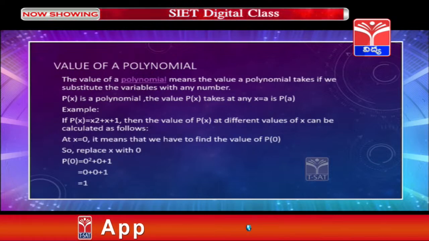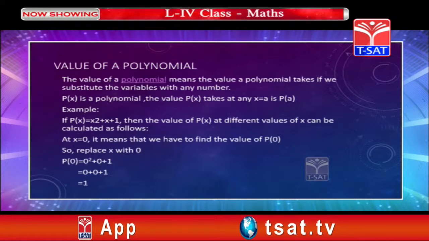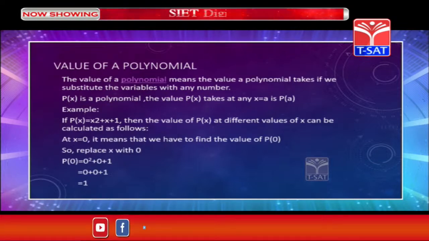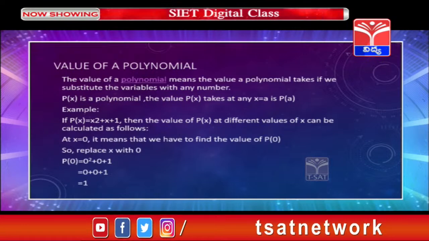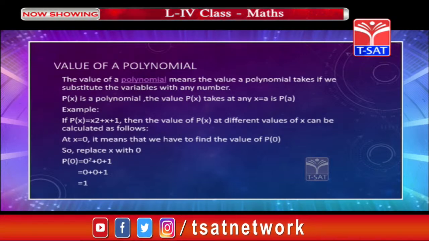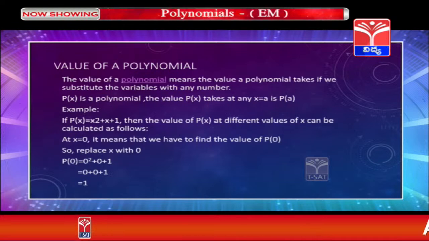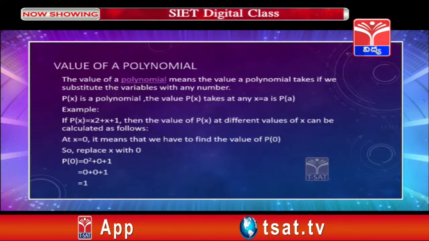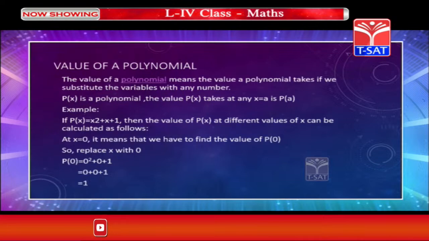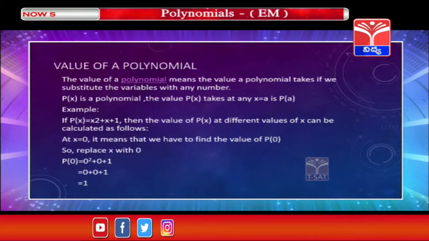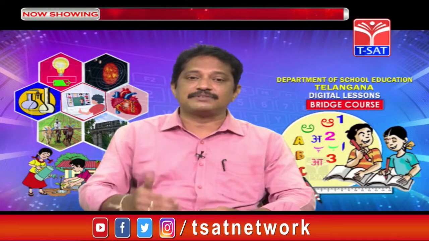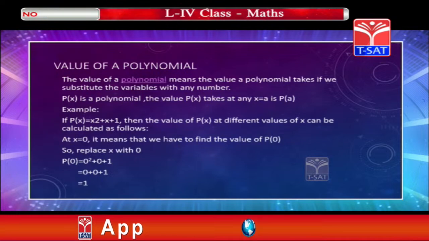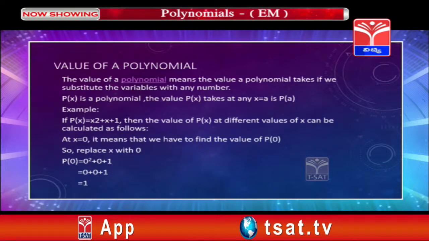So, what is the given expression? X square plus x plus 1. You have to substitute the value 0 in place of x, so x square means 0 square, plus x means plus 0, plus 1. 0 square is 0, and of course 0 itself is 0, plus 1. So 0 plus 0 is 0, plus 1 is 1. So, P of 0 is equal to 1. What is the meaning of this? The value of polynomial P of x at x equal to 0 is 1. That means simply you can call it P of 0 is 1. Is it clear?